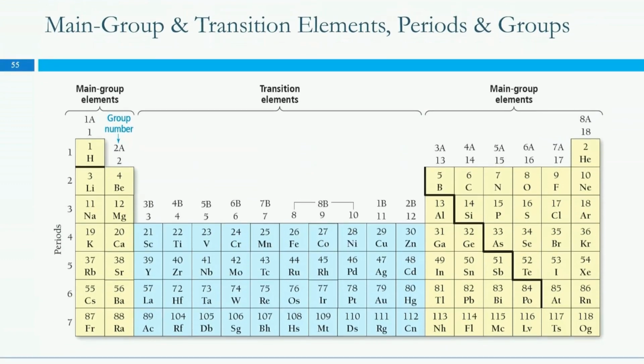Another way to think of these is in terms of main group elements and transition elements. We'll talk some about transition elements, but most of our time is spent with main group elements. The main groups are called main groups because they have pretty consistent properties down a period. There's some consistencies among transition elements, but it's less consistent.